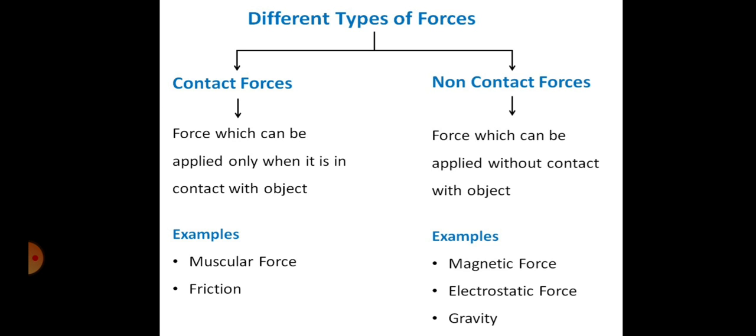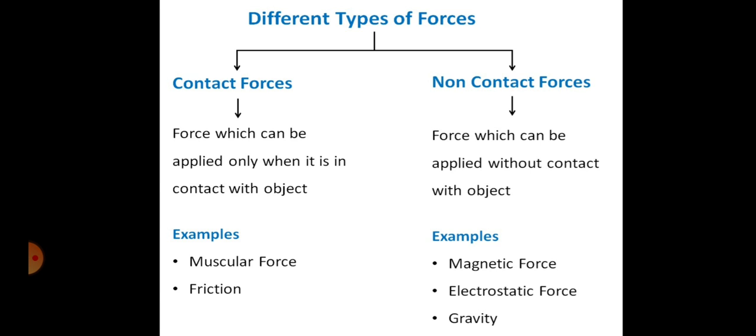Now, in the first case, muscular force. Muscular force only comes into existence when a muscle touches some object and applies force. So, it is a contact force. Frictional force is a force which comes into existence when an applied force is there between two surfaces under contact. Hence, it is also a contact force. But in the case of magnetic force, a magnet, even if it is at a distance from another magnet or some magnetic object, will apply a force on the object and pull the object towards itself or repel it. So, it is a non-contact force.